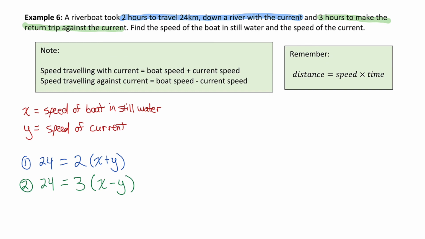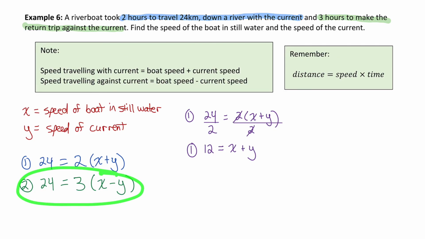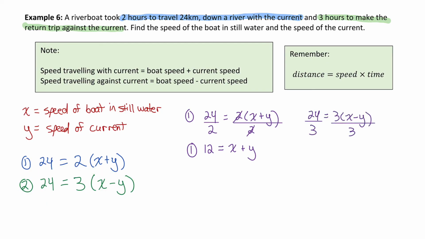For each of these equations, before I do elimination, I could distribute the 2 and the 3, or I think what I'll do is for this equation, I'll just divide both sides by 2. If I divide both sides by 2, the 2's cancel, and I get 12 equals x plus y. And for equation 2, I'll divide both sides by 3. Dividing both sides by 3, those cancel, and 24 over 3 is 8. So I have 8 equals x minus y as my second equation.